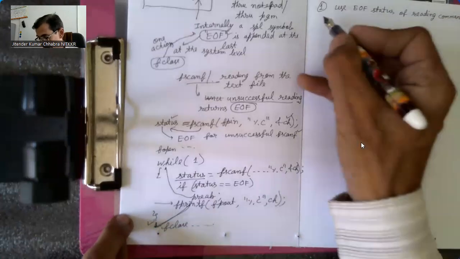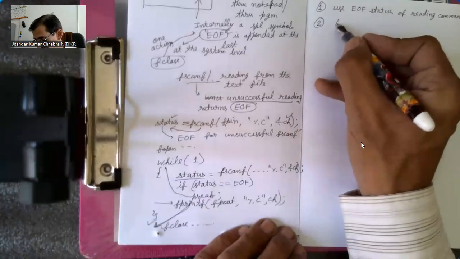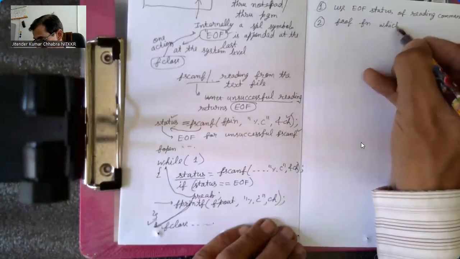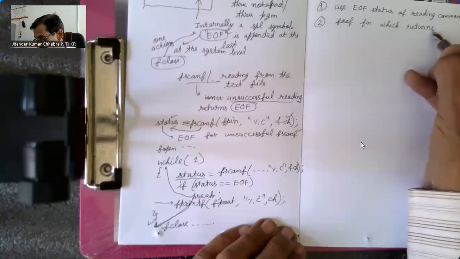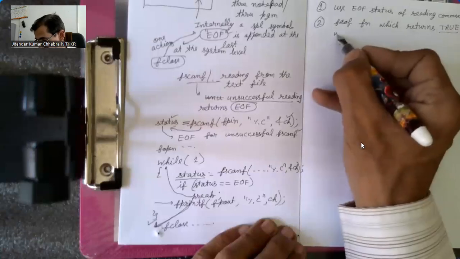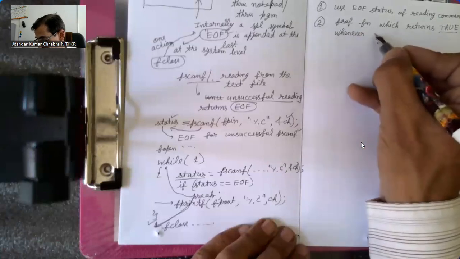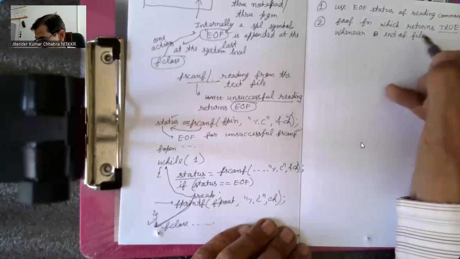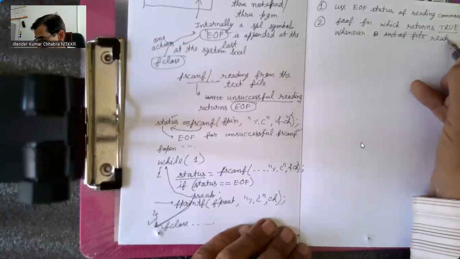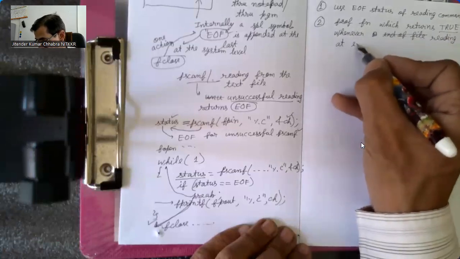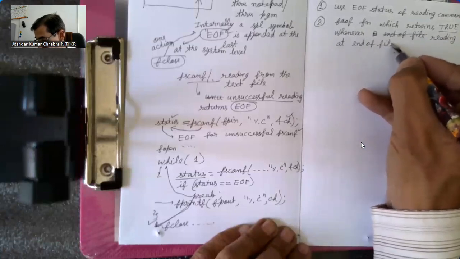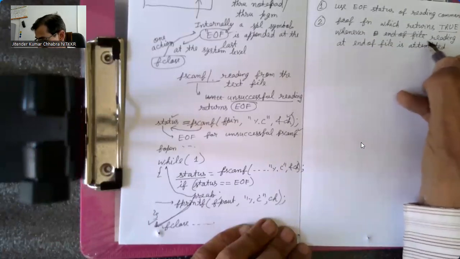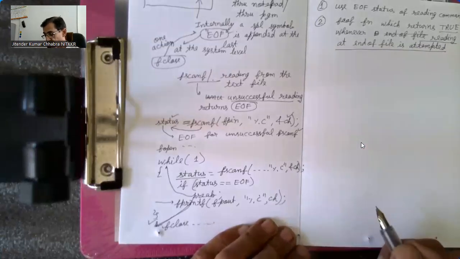That's not the only way. There is another alternative, which says use the feof function, which returns true whenever the EOF symbol, or I'll say whenever reading at the end of a file, is attempted. So I say this can be the second way of solving this.